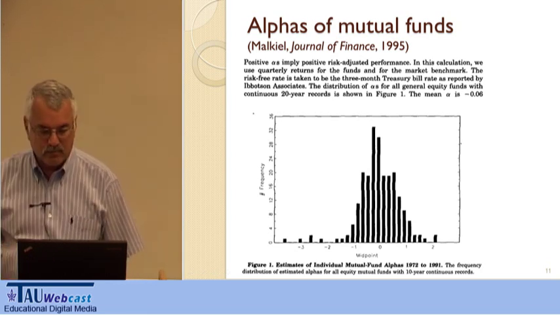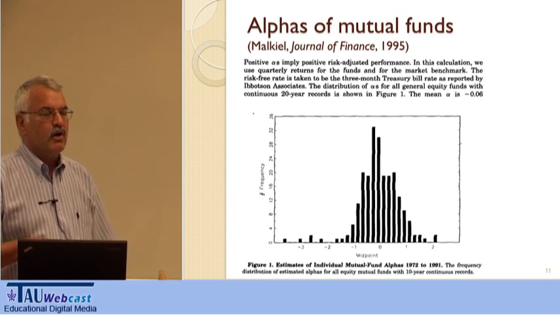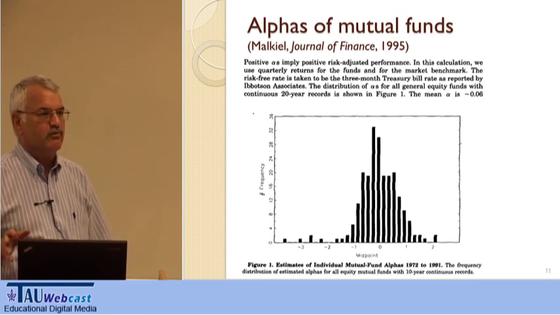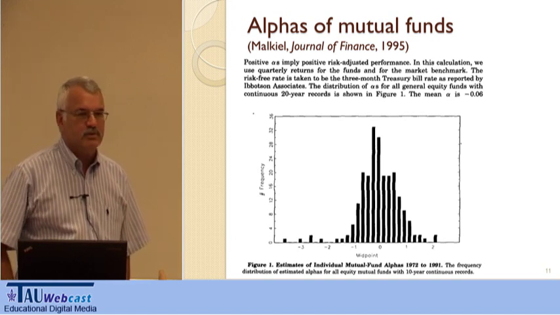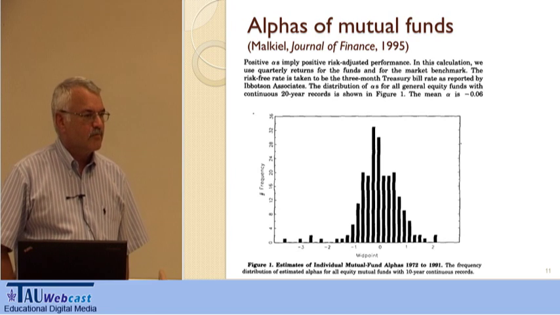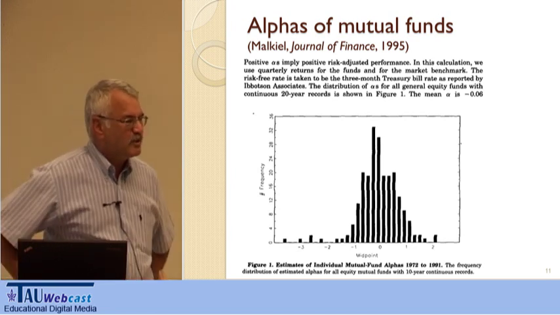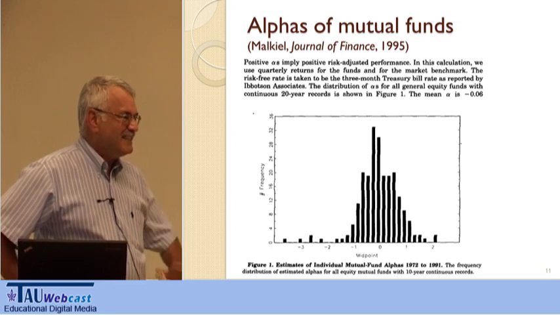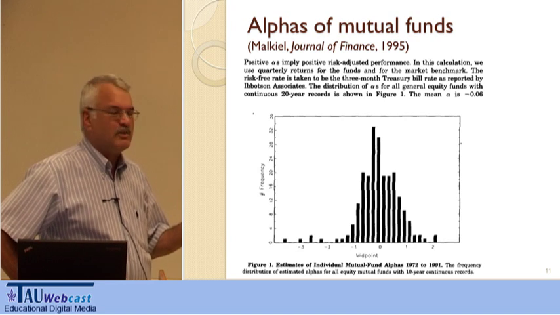This is actually a paper in the Journal of Finance, and Malkiel looks not only at portfolio alphas. Here's the graph of portfolio alphas. What's the point of this graph? Anybody see? It's normal, but what do you say about the average? It's slightly left skewed. Okay? Why is that?